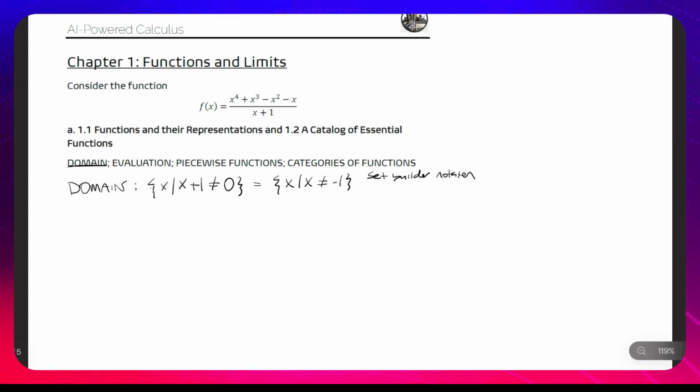Alternatively, we could put it in interval notation. Negative infinity to negative 1, not included, union, negative 1 to infinity. Alrighty, that's in interval notation.